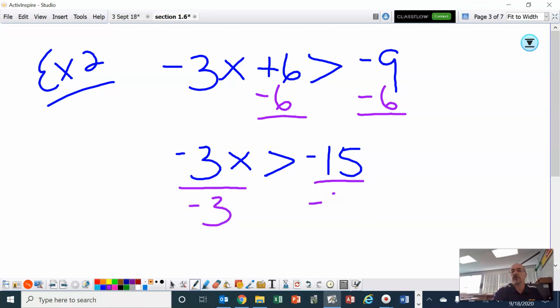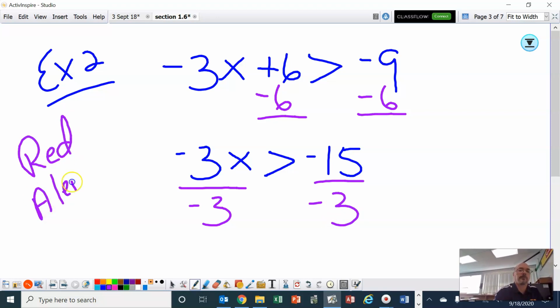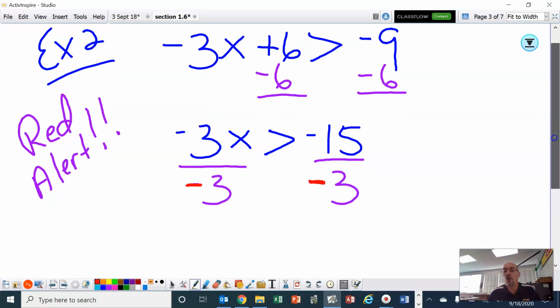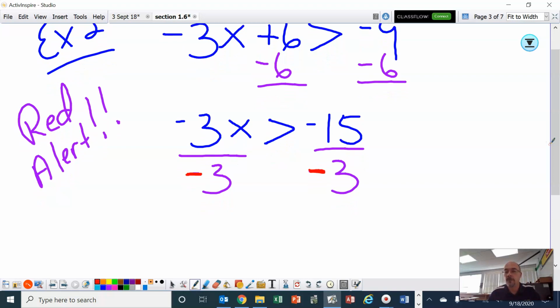All right, folks, red alert, red alert. Okay, we are dividing by a negative. Don't forget, when dividing or multiplying by a negative to both sides, the inequality is going to flip. So this is now x is less than positive 5.